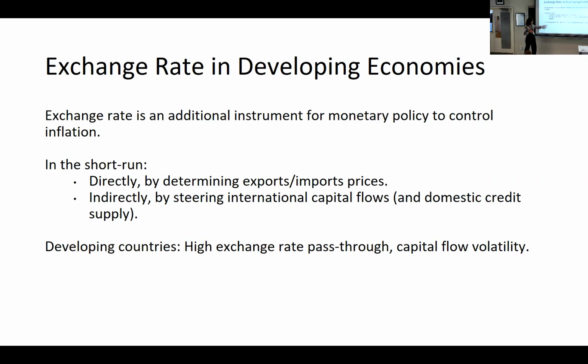So just to summarize again, we have a high exchange rate pass-through in developing economies. Usually also, if you look at Latin America's experience, the periods of hyperinflation coincided with a devalued exchange rate. So that means a really high pass-through for Latin America especially, but for developing economies in general. And it also can affect capital flow volatility a lot.